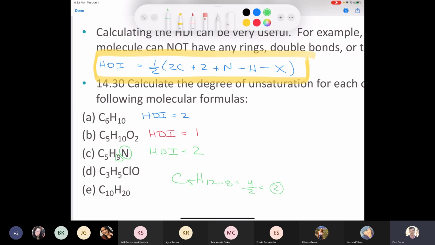So that's kind of the way that I do it in my mind, is just by memorizing the rules like that. Like if I was going to solve this one in my head, I ignore the oxygen. I know the chlorine is like a hydrogen, so this is like C3H6. C3, if it's saturated, would be H8. So 8 minus 6 is 2. 2 divided by 2 gives you 1. So the HDI here is 1. Okay, that's kind of how I do it.